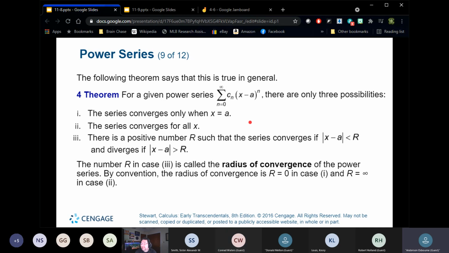Zero. Right. So that's one option, basically only when the parenthesis equals 0. That was the case in example number 1, where it only occurs when x is 0. Or the series converges for all x's, so no matter what the x value is, it's going to converge. Or there's a positive value r that it can converge around. That r is known as the radius of convergence.